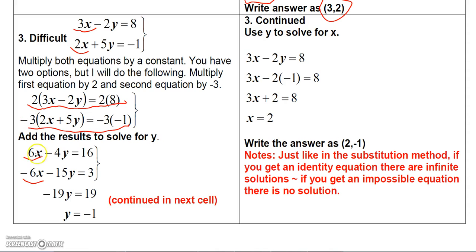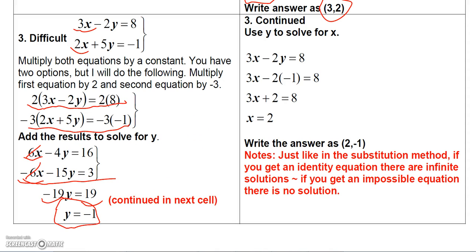So negative 3 times 2x is negative 6x, negative 3 times 5y is negative 15y, and negative 3 times negative 1 is 3. Now I can add these two equations together, and 6x plus negative 6x cancels. And I have negative 4y plus negative 15y, that's negative 19y. And then I have 16 plus 3, which is 19. And then divide both sides by negative 19, and you get y equals negative 1.